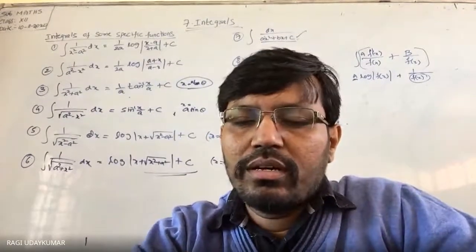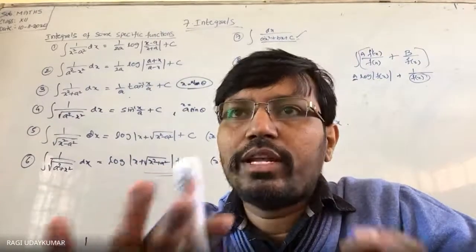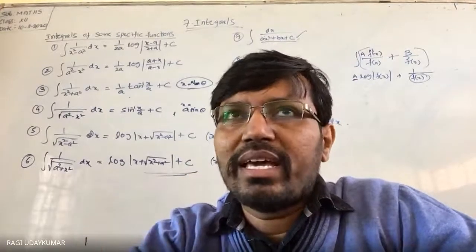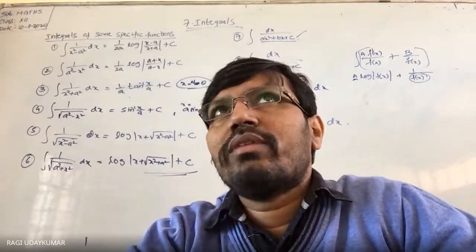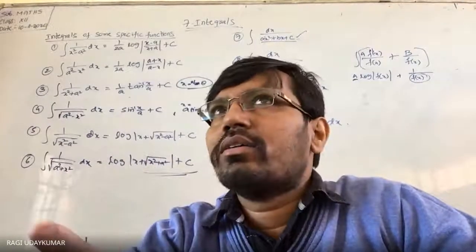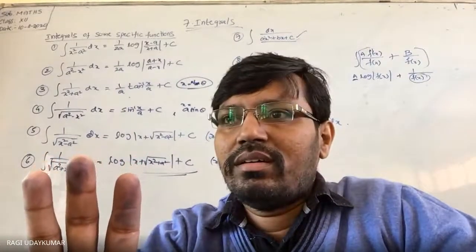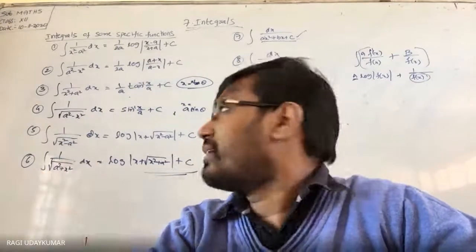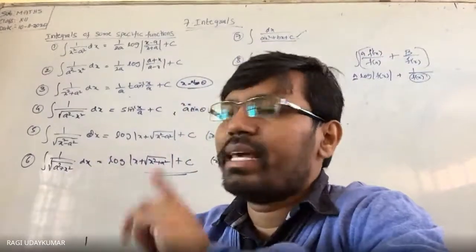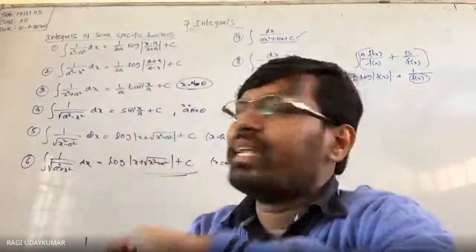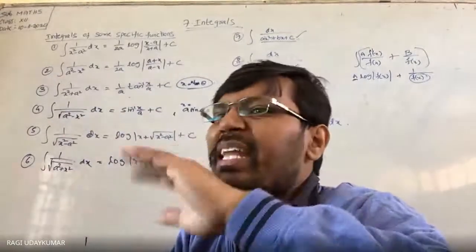If I ask you the integration of 1 by x square minus a square, then you should be ready to give the answer as 1 by 2a log of x minus a by x plus a. The second one is very easy to remember, because in a square minus x square, the minus sign that comes below will bring the minus sign to the top.